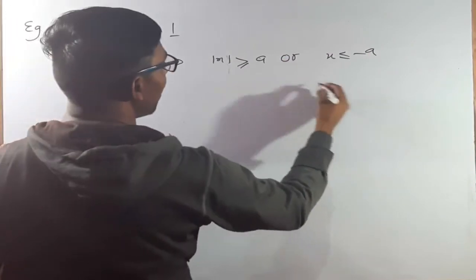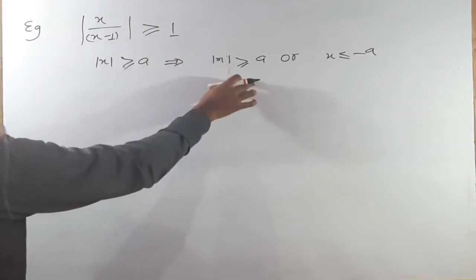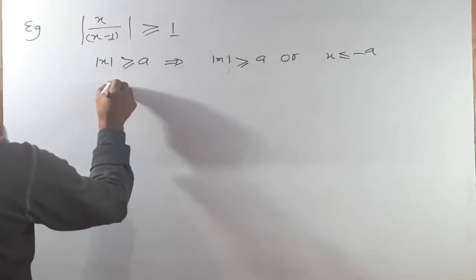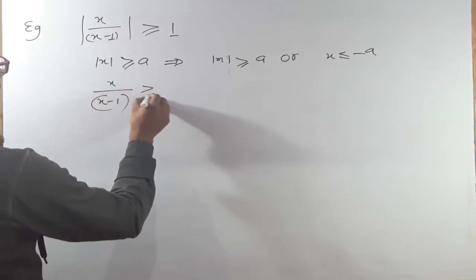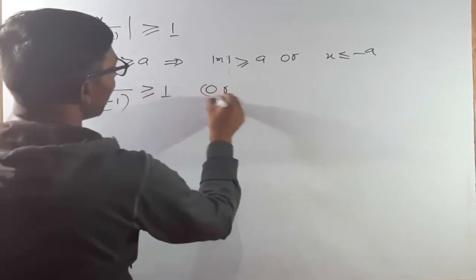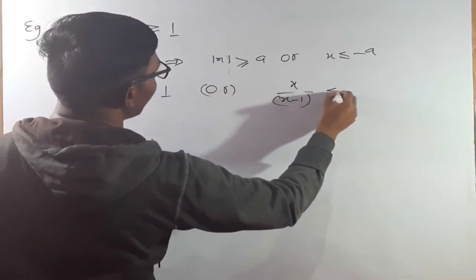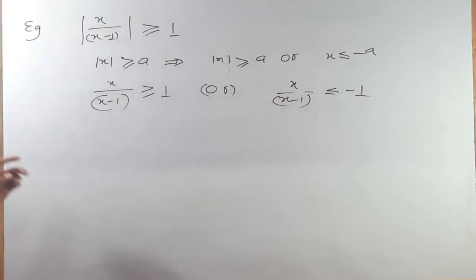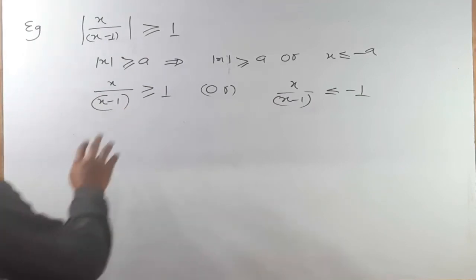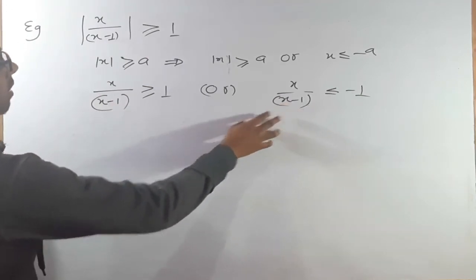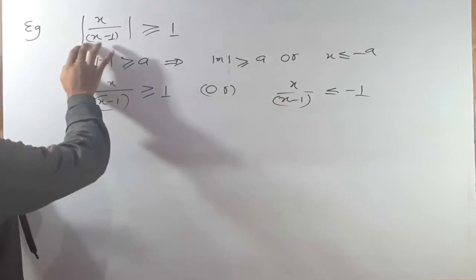I have already told you how to extract these values. So I need to use this property accordingly. So modulus of x upon x minus 1 should be greater than or equal to 1, or x upon x minus 1 is less than or equal to minus 1. So this is how we can expand this. Now we need to calculate the values of x from here and here, then take the union so that we can find the values of x as far as this inequality is concerned.